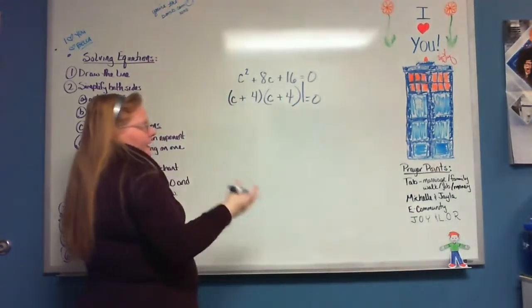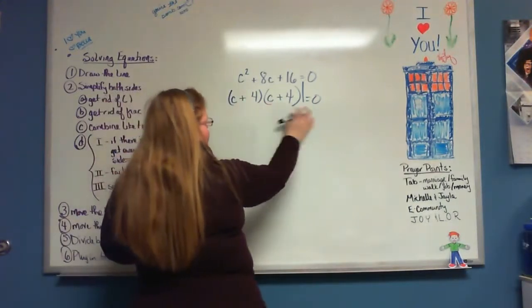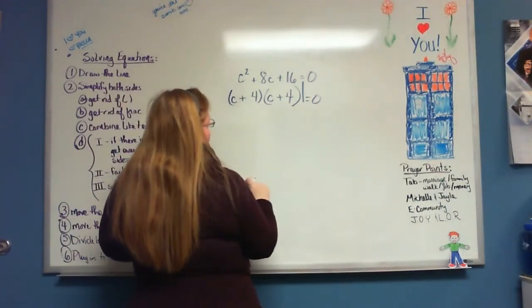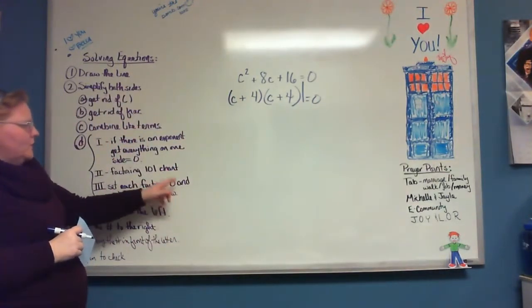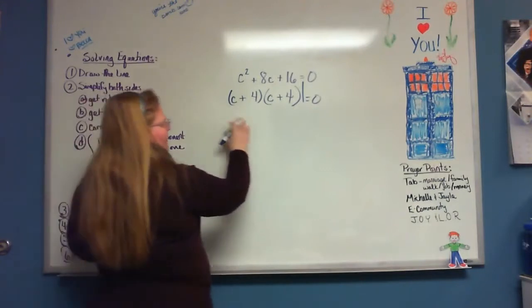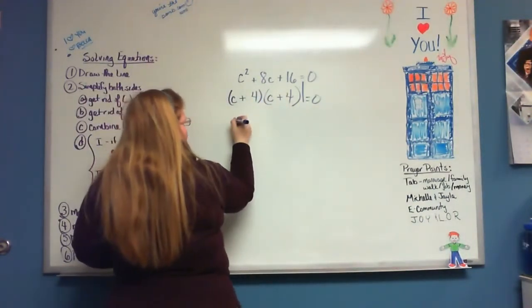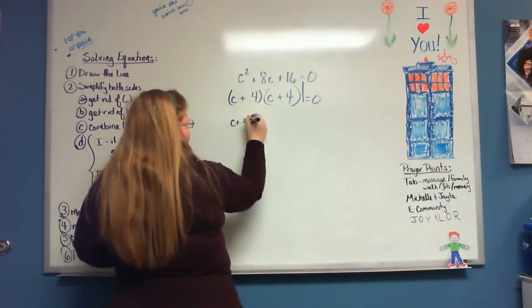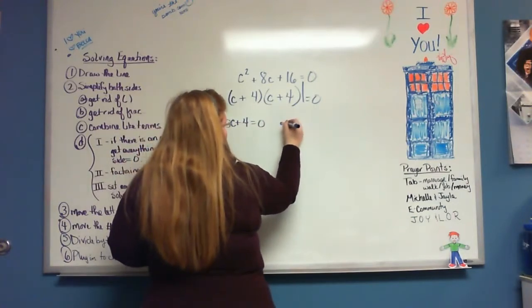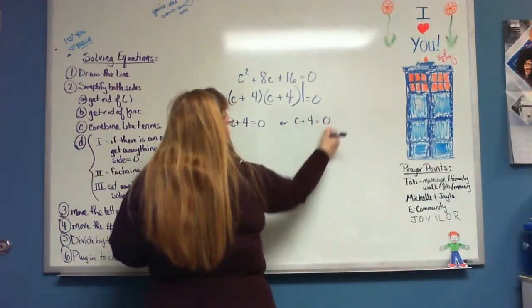And now that I have that, according to what we just talked about, that means that either this has to equal 0 or that has to equal 0. So I set each and every factor equal to 0. So everything that's got a little multiplication going on, that's what gets set equal to 0. So that means this c plus 4 has to equal 0, or this c plus 4, oops, that is not a plus, has to equal 0.